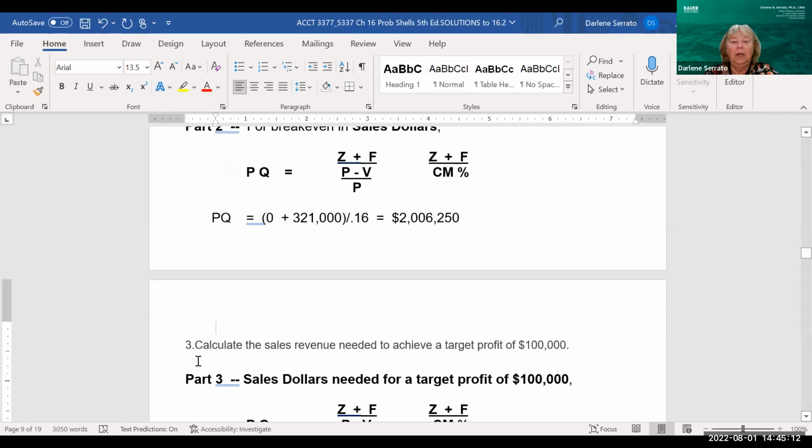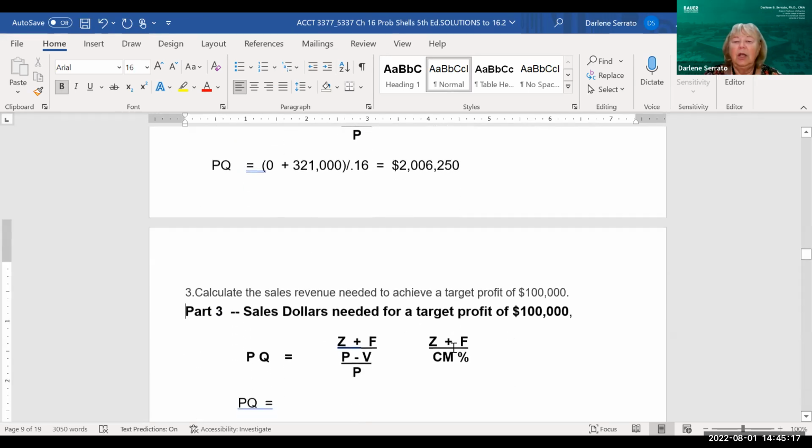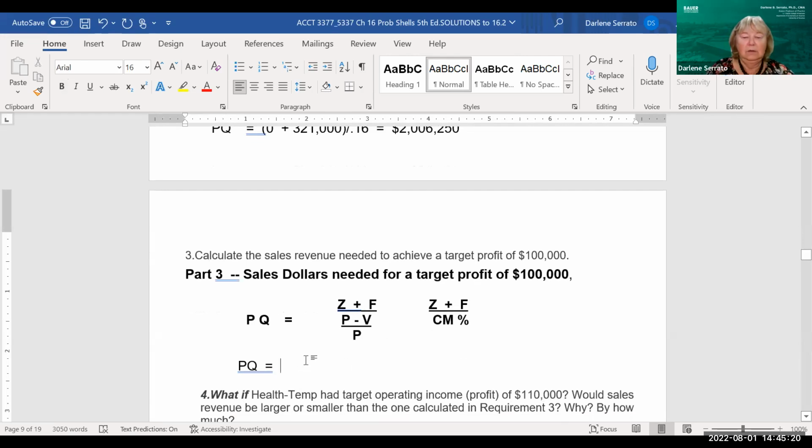So part 3: calculate the sales revenue needed to achieve a target profit of 100,000. So Z is 100,000 plus F of 321,000, divided by 0.16. And that is going to give us a larger number, 2,631,250.